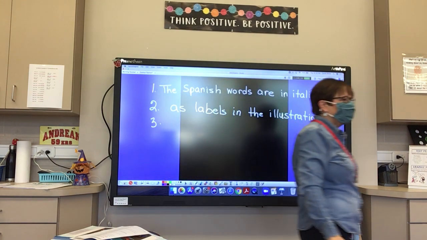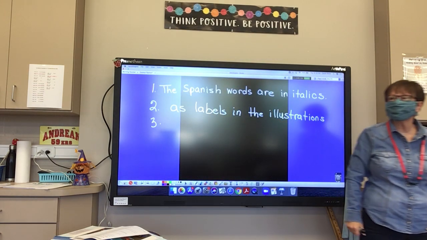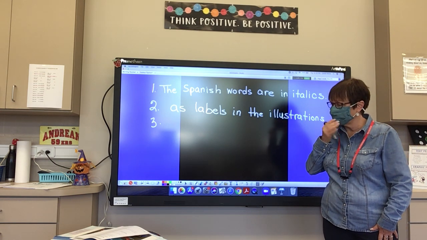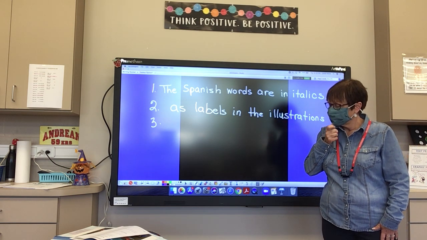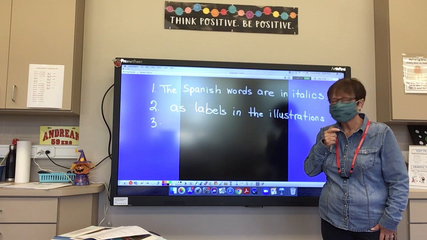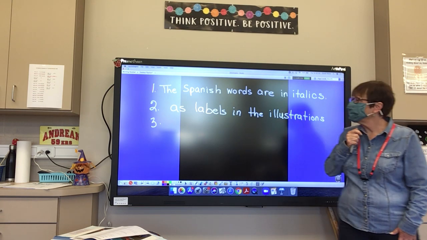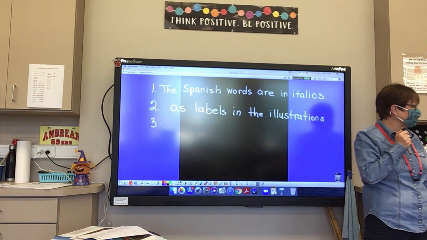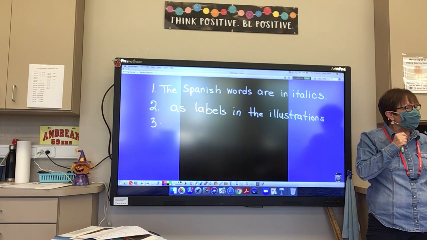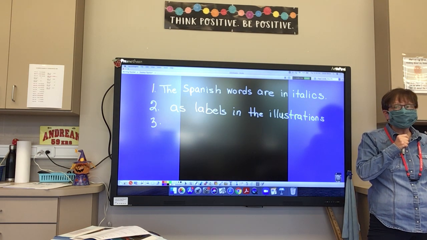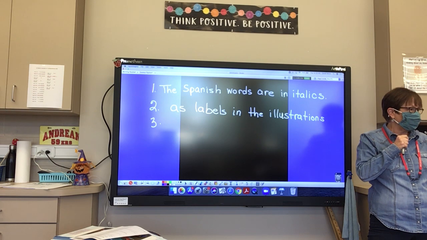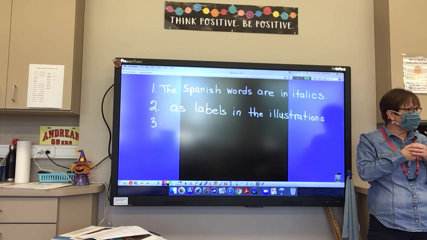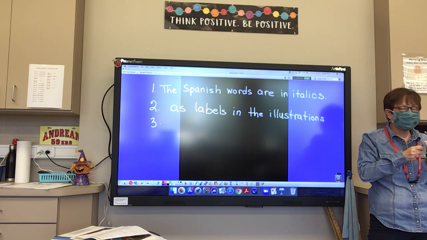We usually like to use sentences, but I want to make sure I have the word labels there as labels in the illustration. So when we're looking at different types of text, sometimes we have labels so we know what we're looking at. We wouldn't know what those were in Spanish if they didn't label them.